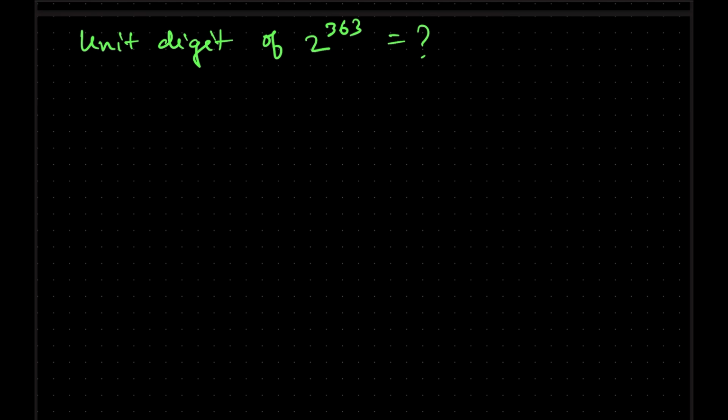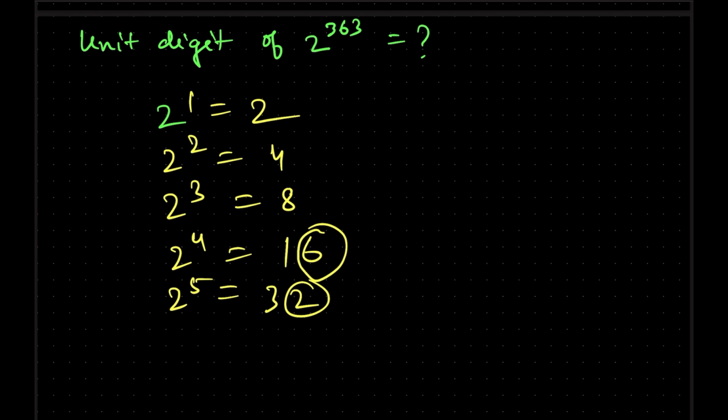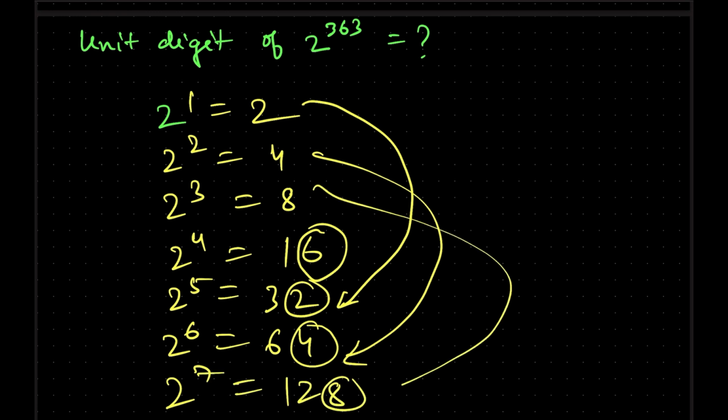So in this case, what we will see is that if we take 2 to the power 1, it is 2 at the unit digit, 2 to the power 2 is 4 at the unit digit, 2 to the power 3 is 8, 2 to the power 4 is 16, so 6 is at the unit digit, 2 to the power 5 we get 32, so 2 is at the unit digit. So you will see that after 4 it has started repeating. 2 to the power 6 is 64, see again it has started repeating. 2 to the power 7 is 128, see again it has started repeating.